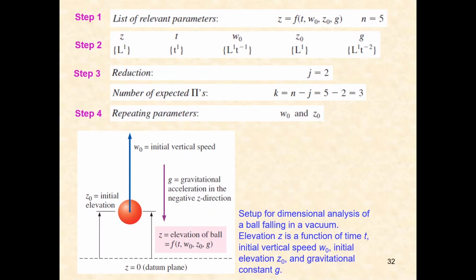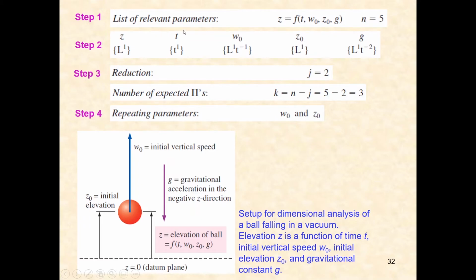Okay, this actually goes back to the first example before, where we obtained this Froude number. This shows us how to derive that. So you just need to list down the relevant parameters. Usually all these will be given in the problem or in the figure. So we have 1, 2, 3, 4, and also time. Time is not mentioned here. So we have 5 variables: z, t, w0, z0, and g. So n equals 5.